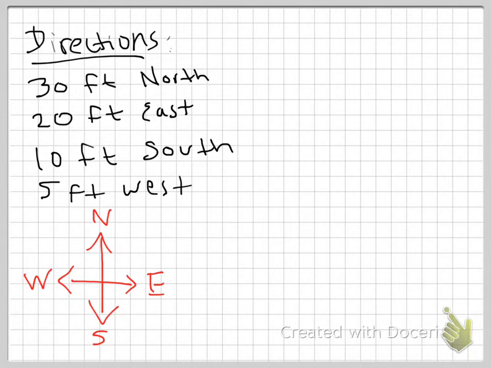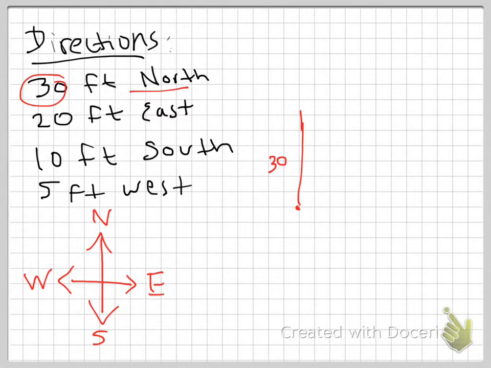So you're going to need a starting point. So I'll put a dot here just to say that we're starting. We're going to start off with 30 feet north. So that means I need to go in the northern direction, which is straight up. And I'm going to label that with 30.